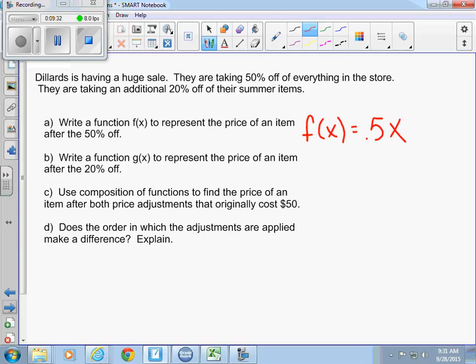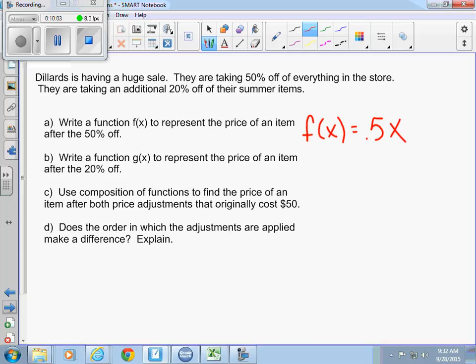Okay, so let's actually put money with it. So we got a $100 item, and we do 0.2 times 100. What would we get? Is that really the price of the item? That's how much you take off. So how would I write the function? Two ways. Multiplying by 0.2 gives you the amount you're taking off the price, right?